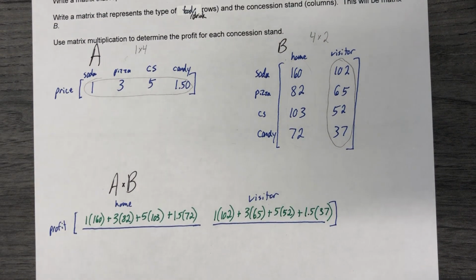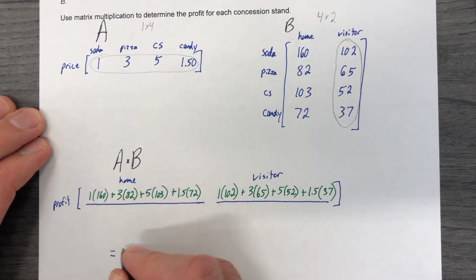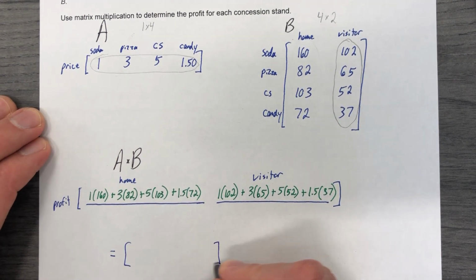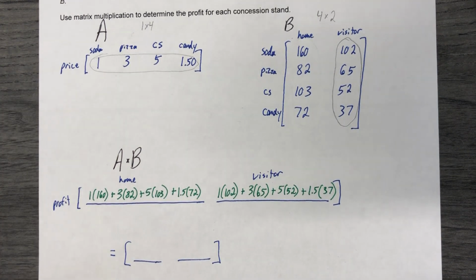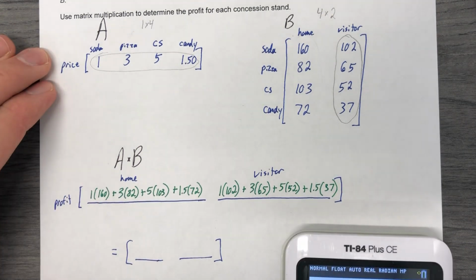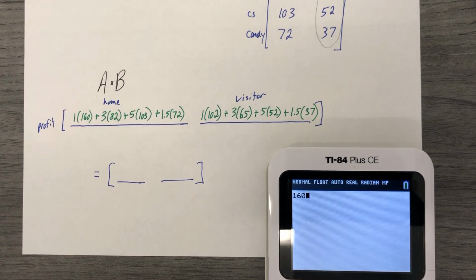All right, in just a second, we are going to have a matrix that will show us the entire profit that was made on the home side of the concession stand and the entire profit that was made on the visitor side of the concession stand. And that will be this right here. And we're going to have, once again, our two numbers, but I'm just going to simplify things quite a bit. Grabbing a calculator. And when I do, that will clear everything up. 160, 3 times 82, 5 times 103, and 1.5 times 72.